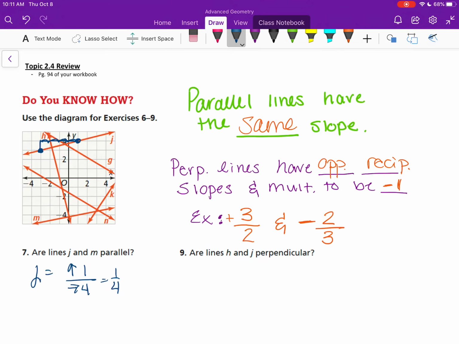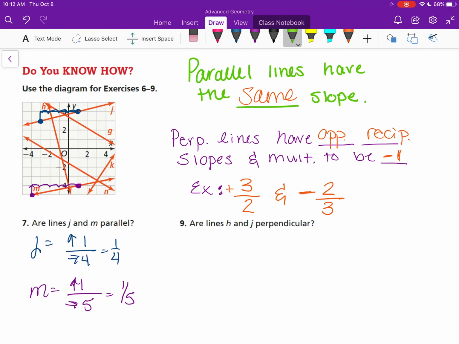Let's find a slope for line M. This is a point on line M, even though it doesn't look like it, it is. And this is a point, it goes up 1. Okay. So they both go up 1. How many does it go over? 1, 2, 3, 4. Oh, it goes over 5. Its slope is 1/5. So are those lines parallel? They have to be exactly the same to be parallel. No, they're not exactly the same. They're not parallel.